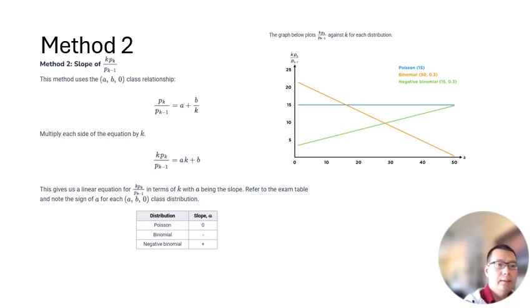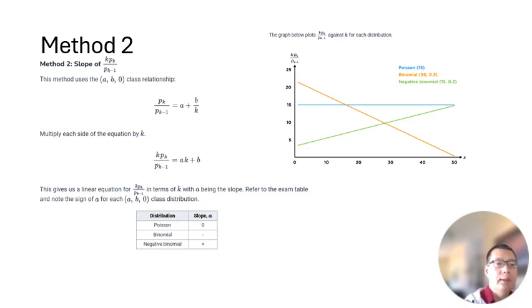The second method is the slope of k times pk over pk minus 1. We know that pk over pk minus 1 is equal to a plus b divided by k. Therefore, if we multiply each side of the equation by k, we get k times pk over pk minus 1 equal to ak plus b. This gives us a linear equation in terms of k with a being the slope.